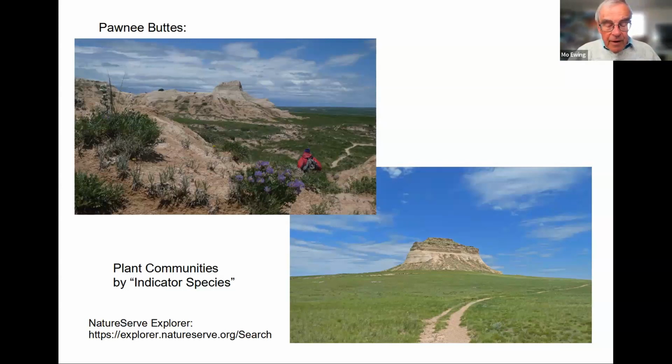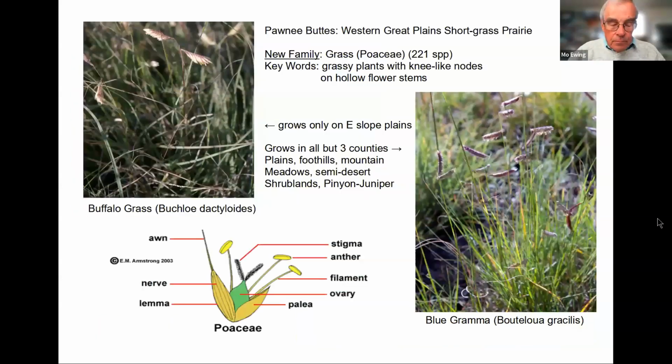When you're identifying plant communities, you identify them by finding the presence of the species that always occur in that community. If you find certain species, then that plant community is identified. In this case, the 2 indicator species are buffalo grass, Bouteloua dactyloides, and blue grama grass, Bouteloua gracilis. If you find these 2 grasses in a plant community, then you're looking at Western Great Plains shortgrass prairie.